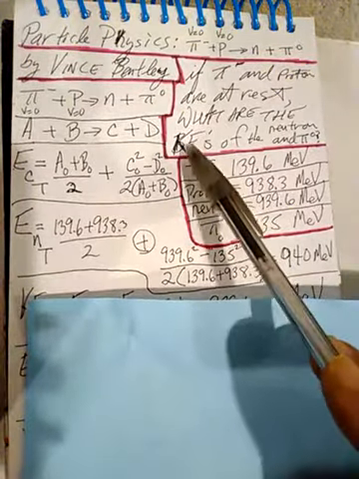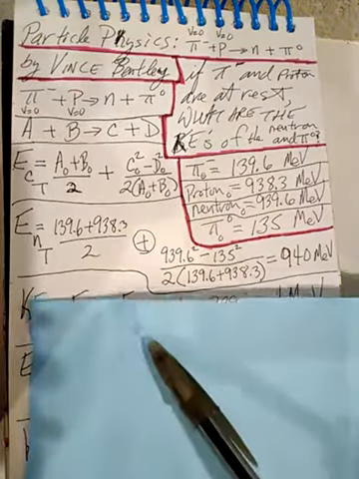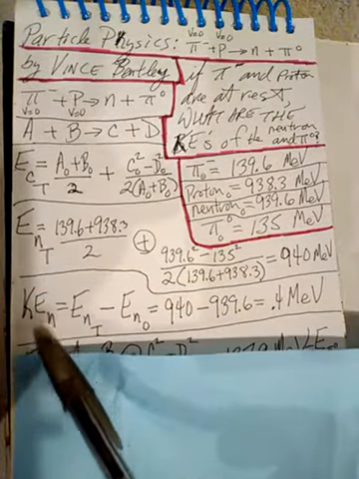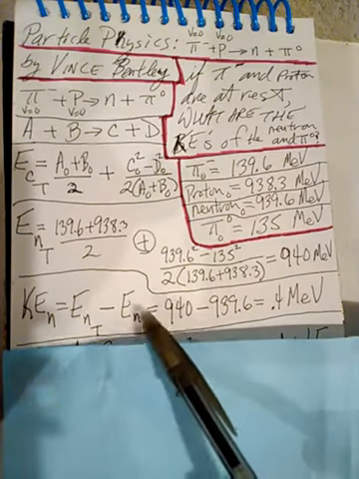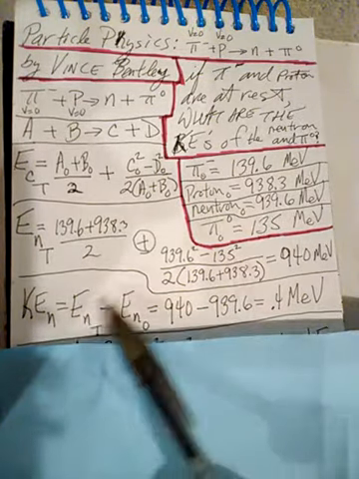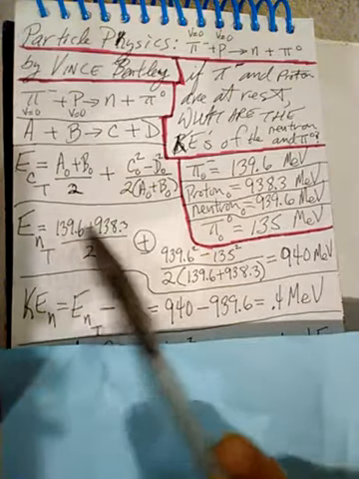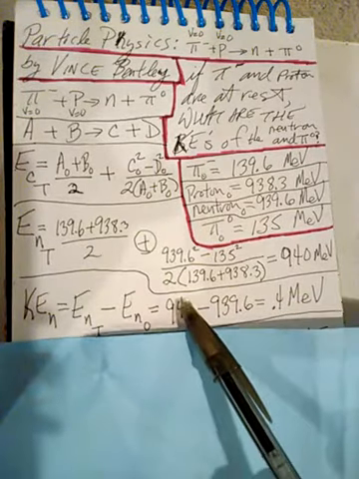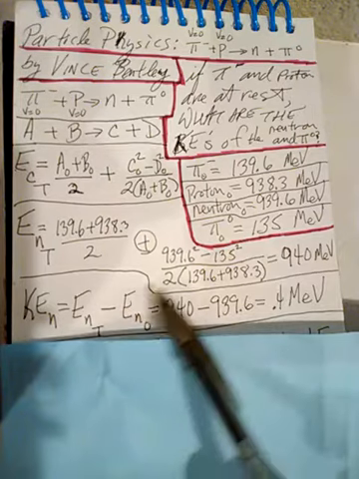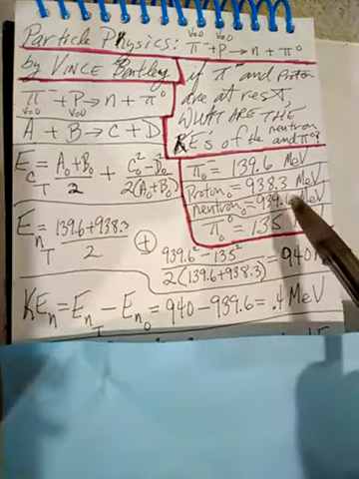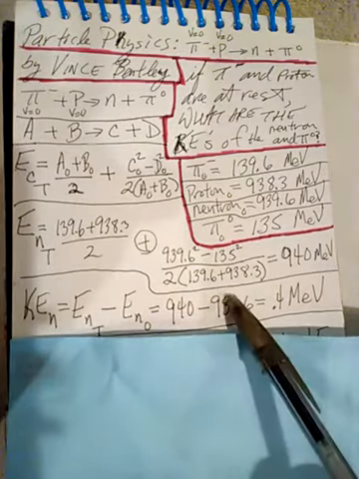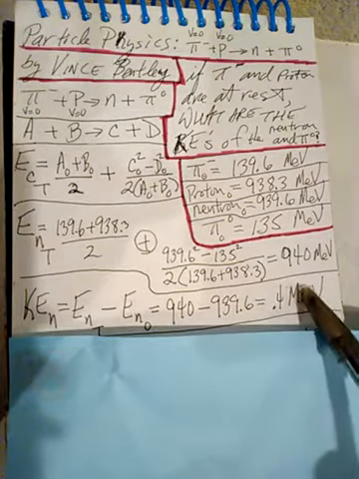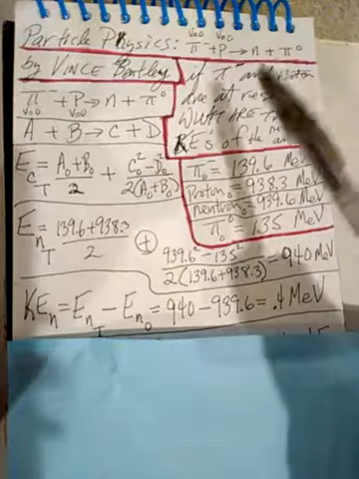That's not what we're looking for. We're looking for the kinetic energy of the neutron. So the kinetic energy of the neutron is, of course, the total energy of the neutron minus the rest energy of the neutron. We know the total energy of the neutron. That's what we calculated here, 940. So I plugged that in there, minus the rest energy of the neutron, which I told you is 939.6. So we'll get a kinetic energy of the neutron of 0.4 MeV. Okay, so we answered one of the questions.